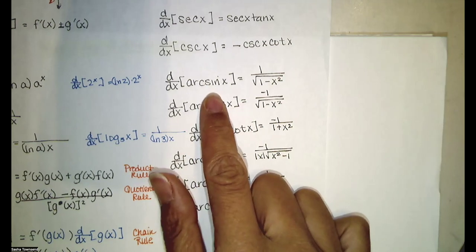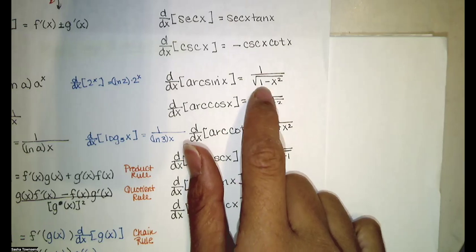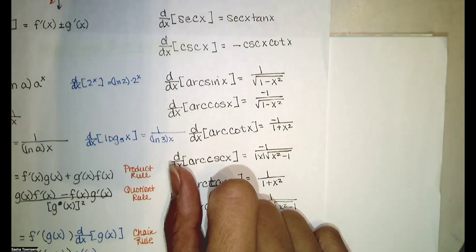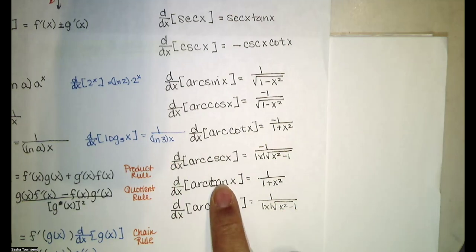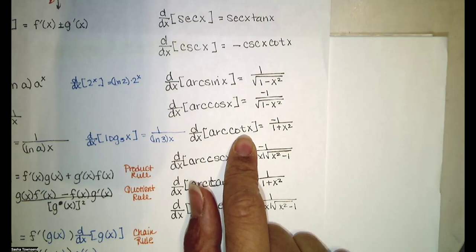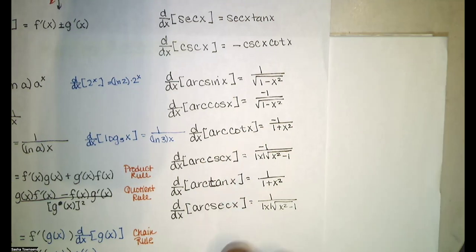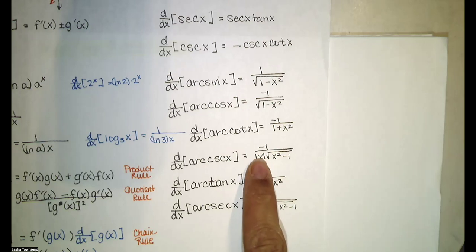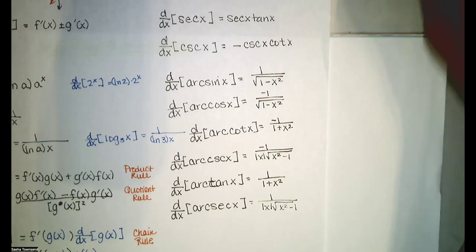Derivative of arc sine of x is 1 divided by the square root of 1 minus x squared. Derivative of arc cosine is very similar, just multiply by -1. Derivative of arc tangent is 1 over 1 plus x squared. Derivative of arc cotangent is very similar, you just multiply by -1. Derivative of arc secant is 1 over the absolute value of the square root of x squared minus 1. Arc cosecant is very similar, you just multiply by -1.